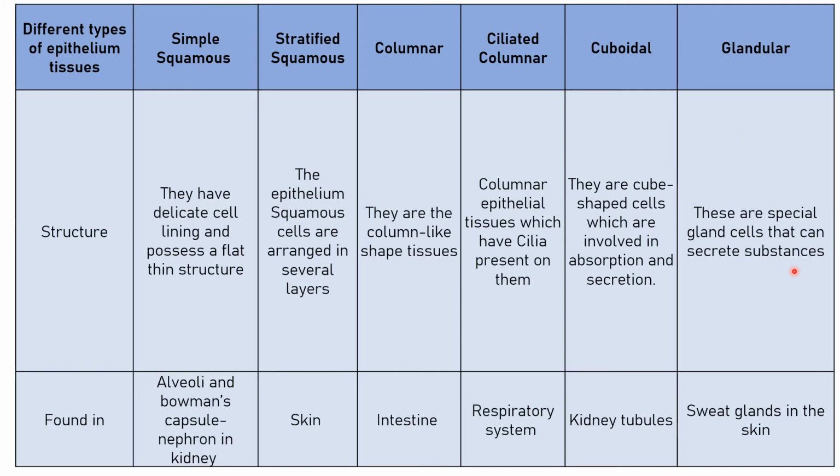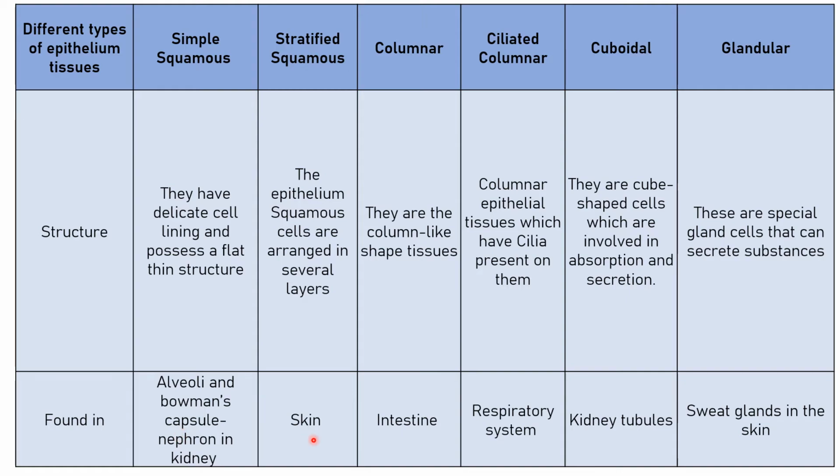Secrete substances. It can be anything, right? So let's see where it is found, which is very important. Simple squamous tissue is found in alveoli and Bowman's capsule. Bowman's capsule, if you can't learn, you can write a nephron in kidney, okay, or write kidney tubules, right?